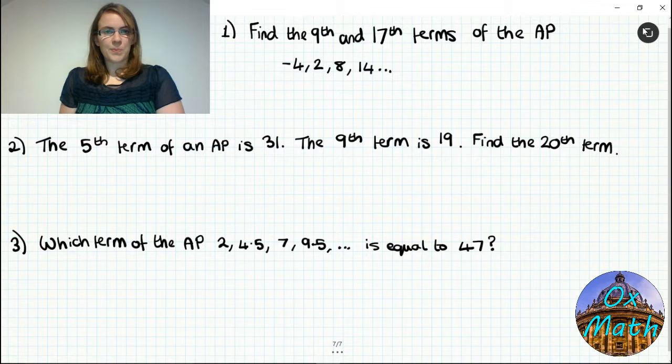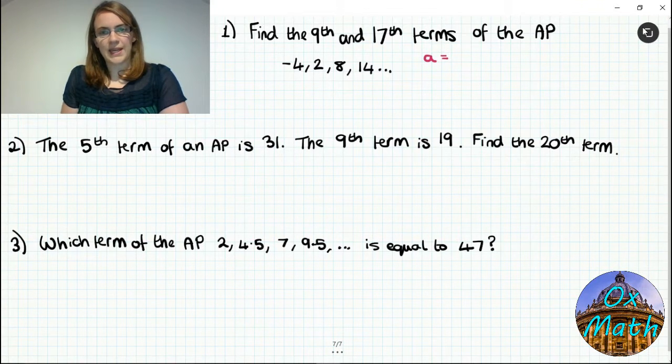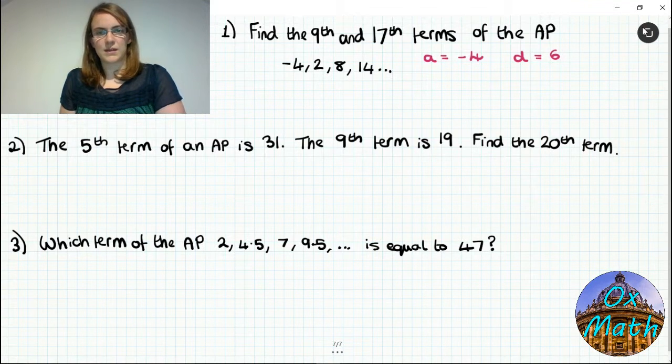So test yourself, pause the video and see if you can answer these questions, and I will give you the answer in a second. So for number 1 we are given the sequence, so from that we know the first term a is equal to minus 4, and we know the difference each time is going to be equal to 6. We need to add 6 on each time to get to the next term.